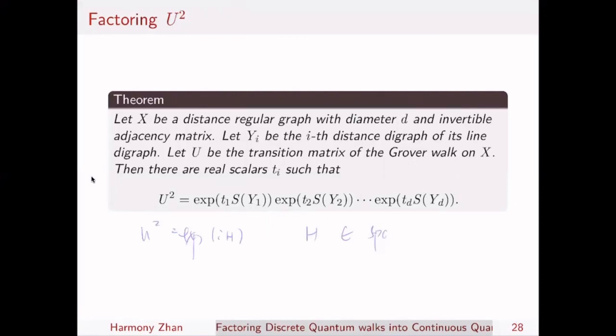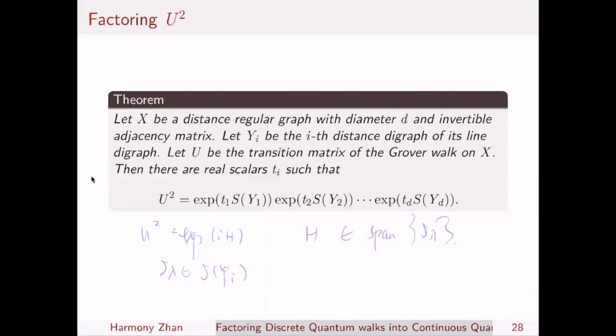So it lives in the span of S lambda. Okay, and we know each S lambda lives in the span of SYI. And because all these SYIs commute with each other, that means I can write U squared as not just exponential of the sum of SYIs, but the product of exponentials of each SYI. So that shows a discrete quantum walk. The second power of that transition matrix factors into at most D continuous quantum walks.